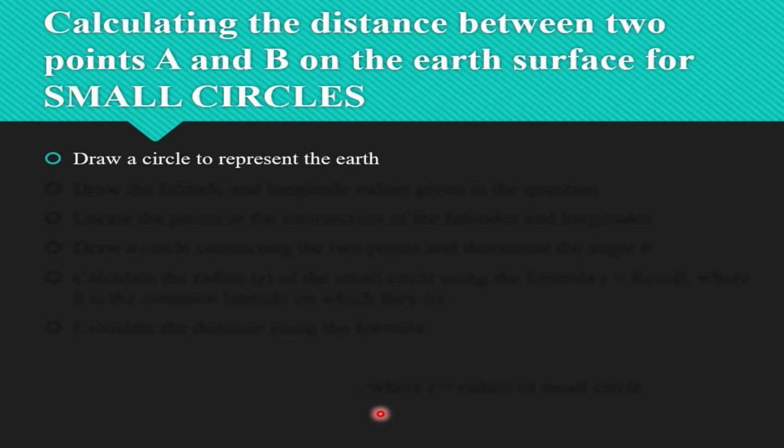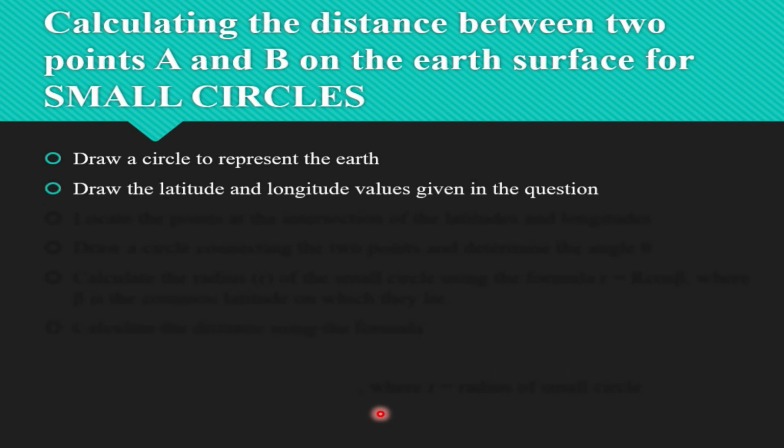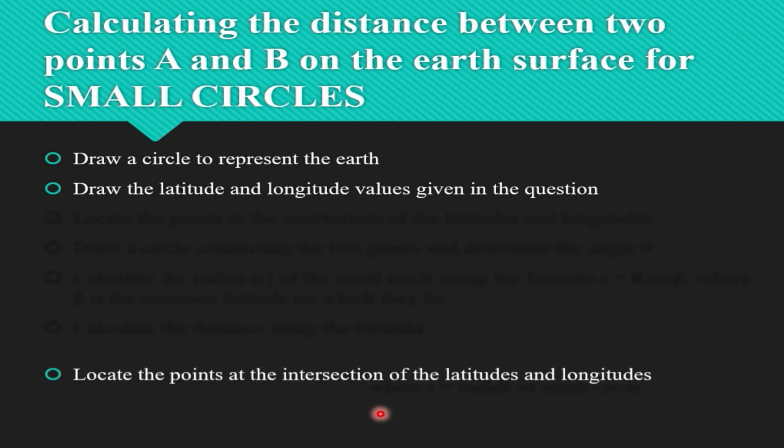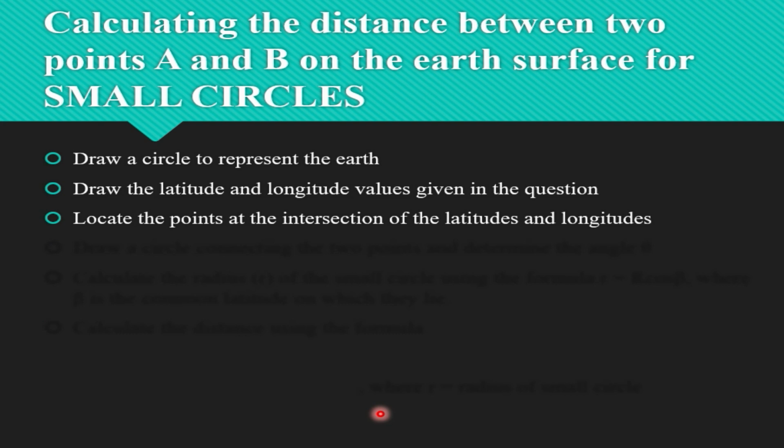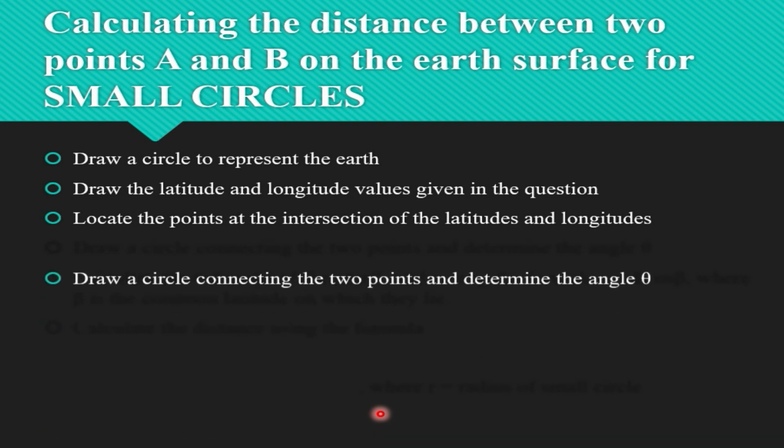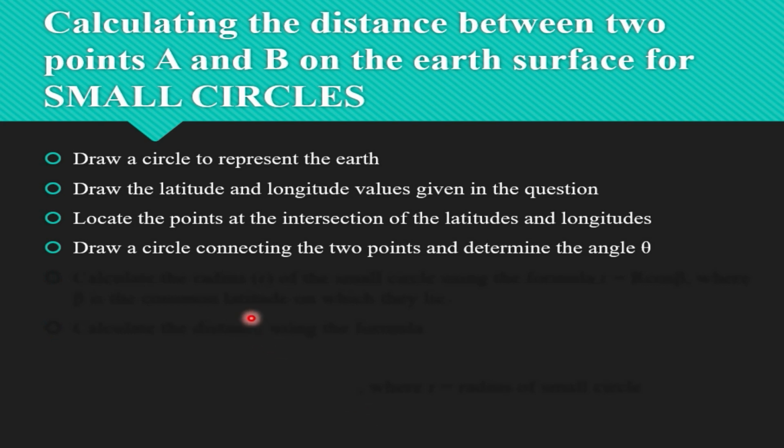For example, the steps are: draw a circle to represent the Earth, draw the latitude and longitude values given in the question, locate the point at the intersection of the latitude and the longitude, and now draw a circle connecting the 2 points and determine the angle.